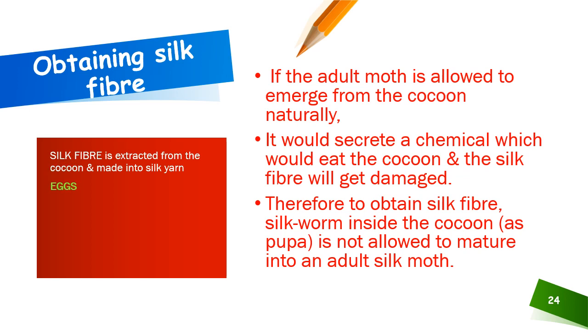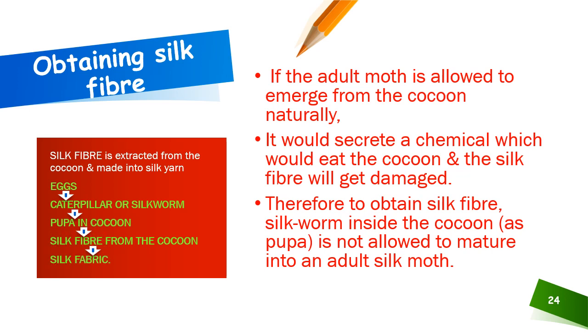Let us now once again see all the stages involved. Eggs, hatches to caterpillar or silkworm, converts into pupa in a cocoon, silk fiber from the cocoon is extracted, and finally converted into silk fabric.